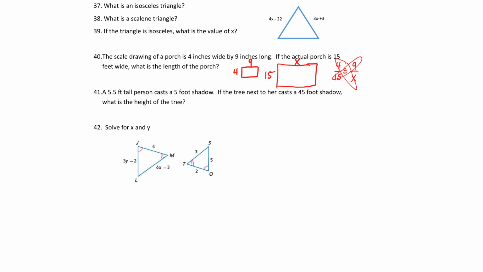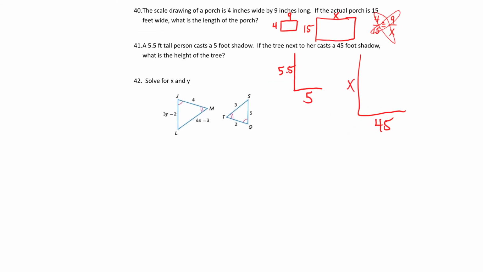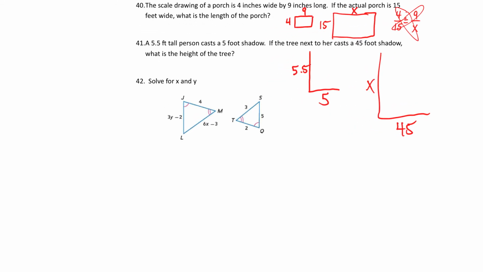Okay, number 41, you have this 5.5 foot person that casts a 5 foot shadow. And then you have this tree that casts a 45 foot shadow when we're looking for its height. As the sun is coming down, it's going to create similar triangles. Okay, number 42, let's get this one set up.